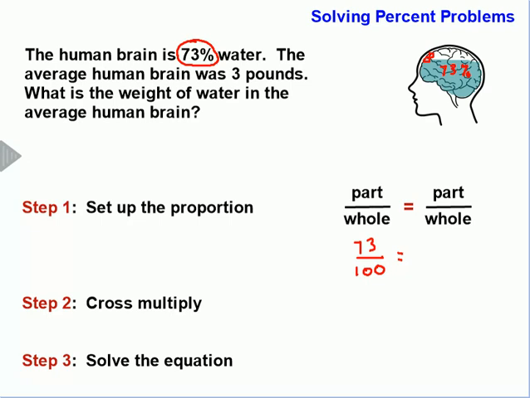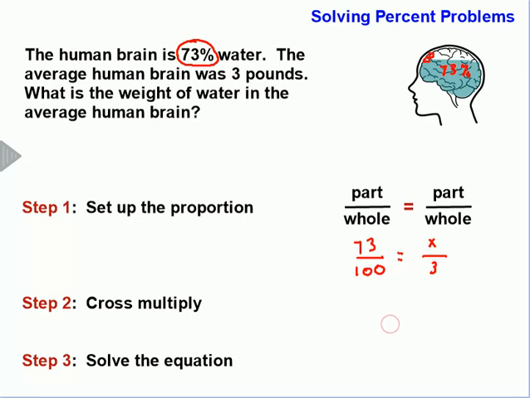Well, we want an equivalent ratio that tells us the weight of water in the average human brain. So if the average human brain weighs about 3 pounds, then 3 pounds is the whole. That's the whole. And we want to find out what is the weight of water. What is the weight of the part? The water, 73% water. What is the weight of the part of our whole? And we have our proportions set up. So let's see what we come up with.